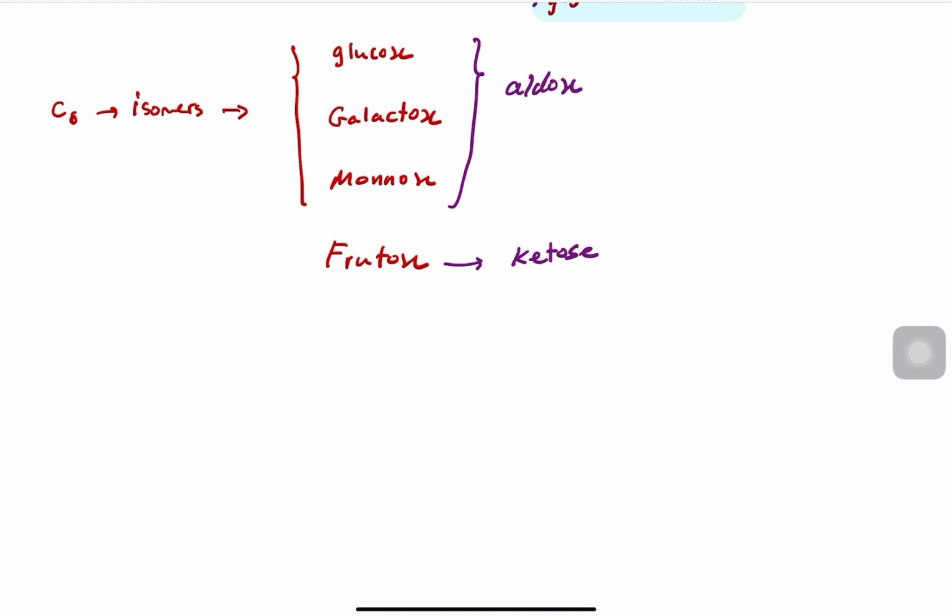The relation between the glucose and the galactose, we can say C4 epimer, and the relation between glucose and mannose, they are C2 epimer. I will explain now in the example, and you can see how is the relation.